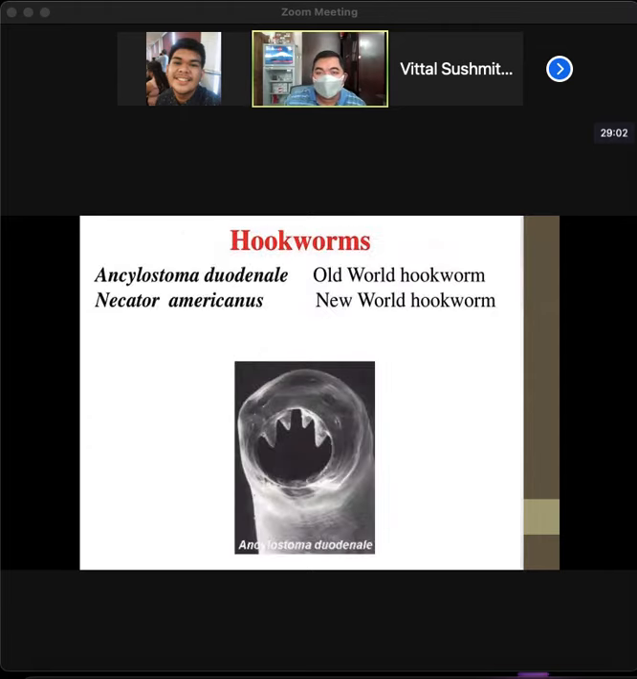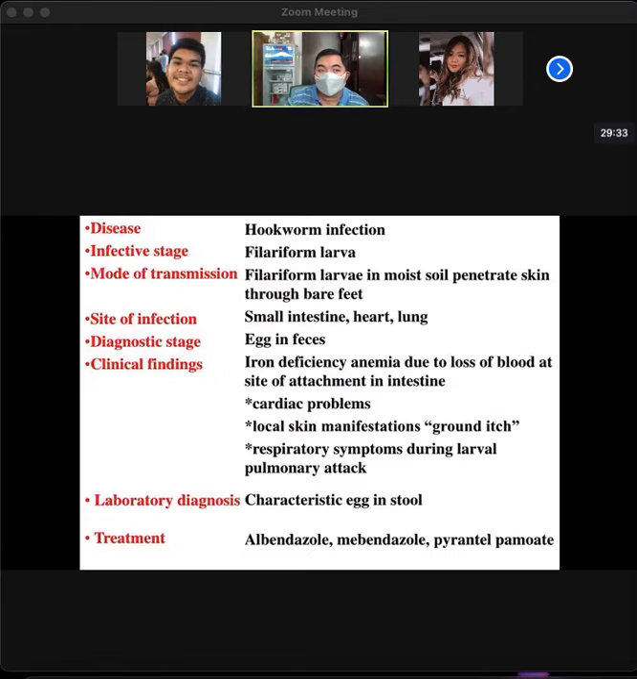Usually the most important species or organisms involved are the hookworms. We have Ancylostoma duodenale, which they call the Old World hookworm, and Necator americanus, which they call the New World hookworm. This is a typical picture of Ancylostoma duodenale. See the fangs. What is important here is the infective stage again, which is the filariform larvae. Remember its transmission from the soil to the tissues.